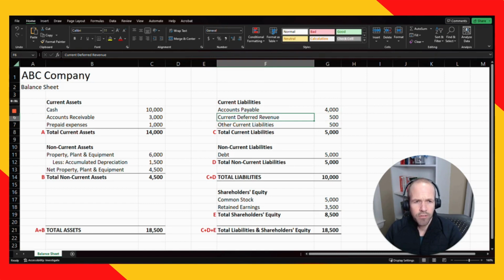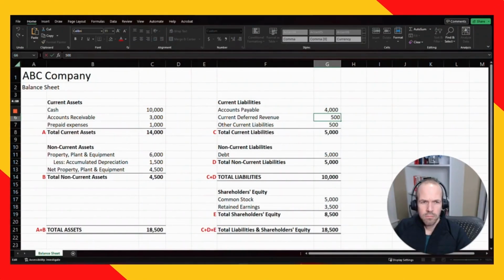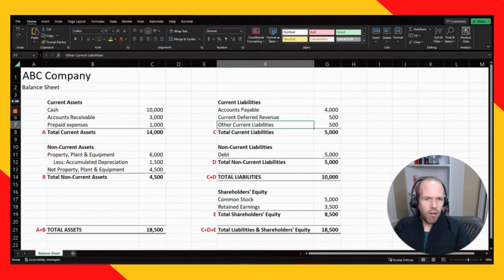Current deferred revenue. This is a concept again in accounting that basically, if you've been paid by a customer for a service or a product that you have yet to provide, that becomes deferred revenue. So you've got $500 of money, but you haven't yet provided those services or products. That goes on the balance sheet as a current liability called current deferred revenue. And then any other current liabilities would go here into other current liabilities. That gives you a total current liabilities of $5,000. We've called that C here.